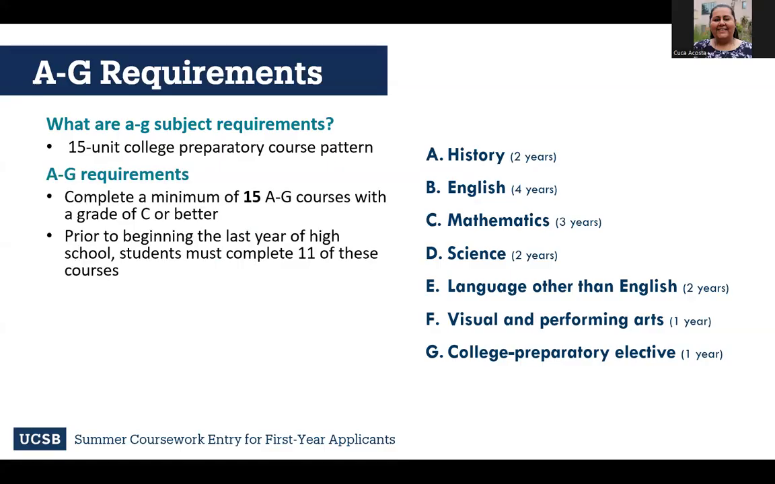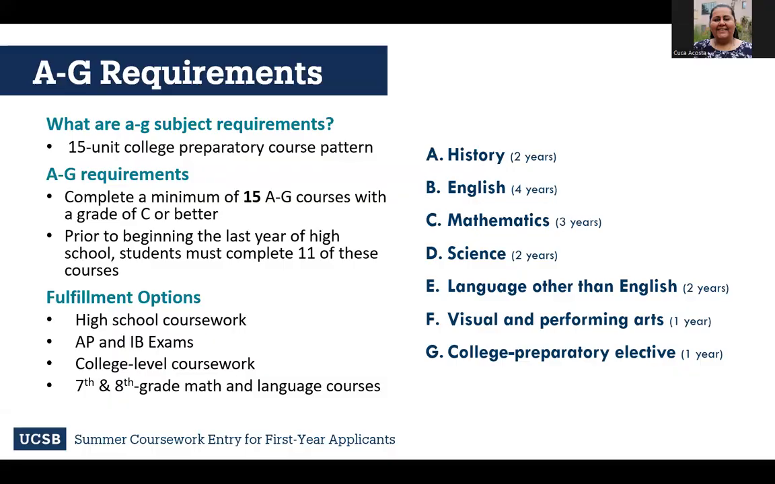Now, for the A through G requirements and completing those coursework requirements throughout their entire high school career, we are going to be asking that they are receiving a C or better in completion and fulfilling these requirements for each of those subject areas. We're also going to be asking that students are completing at least 11 of those courses prior to the beginning of their senior year or last year in high school. Now, there's going to be multiple ways that students can fulfill the A through G requirements. The most traditional way is going to be through high school coursework. Other ways that they can fulfill those requirements would be through an examination, so advanced placement or international baccalaureate exams with a qualifying score.